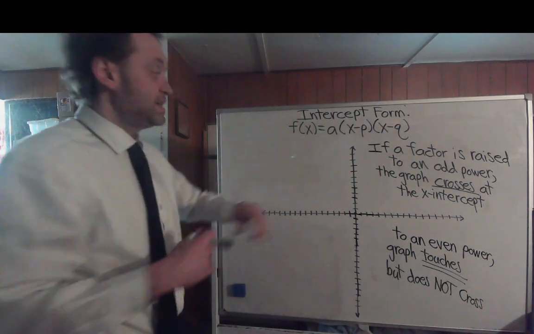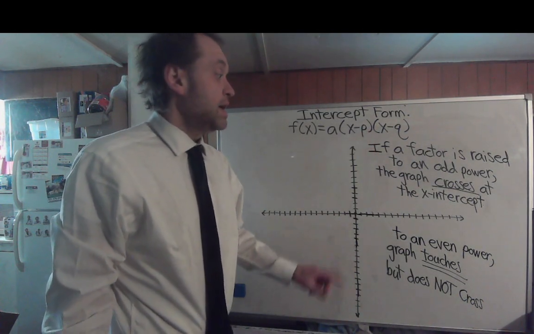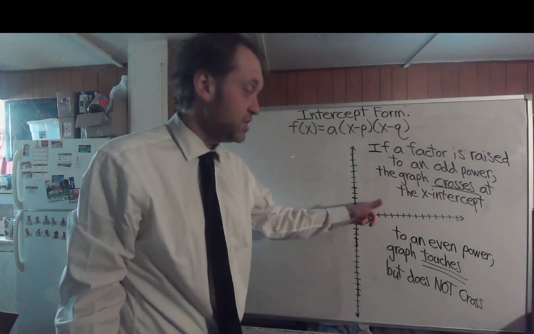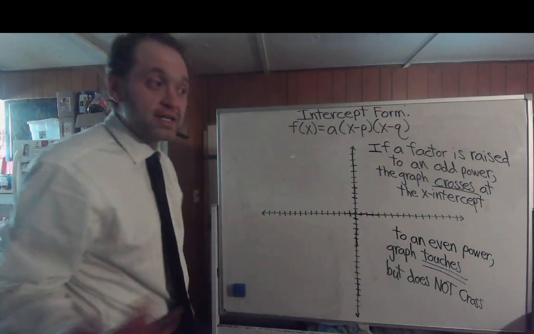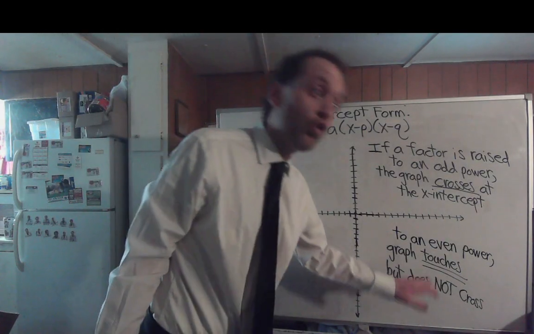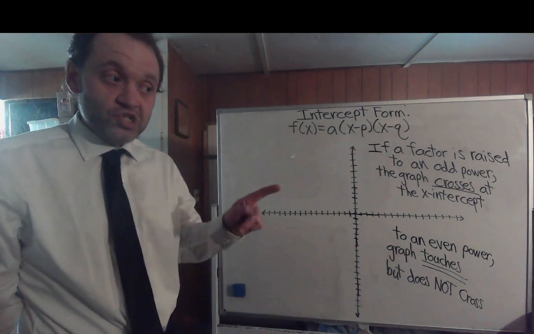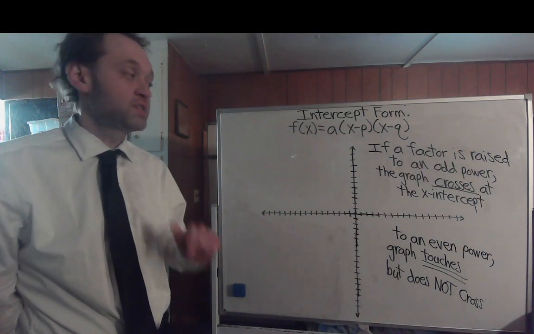So if these factors were raised to an even power, it would still touch the x-intercept. It would touch the x-axis at that point, which is enough to make it an x-intercept because it still touches, but it does not cross. How can you remember this? If you even touch. If you even touch. That's a way I'd remember this.